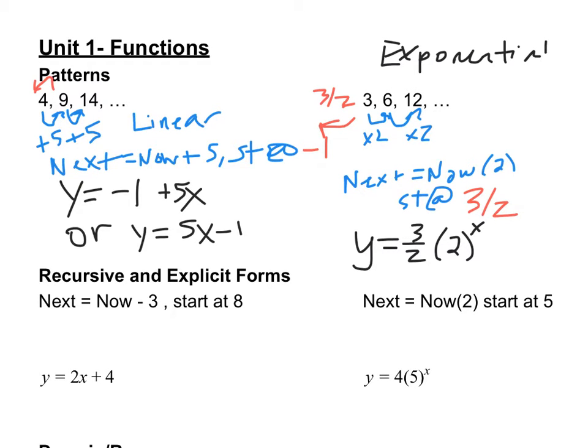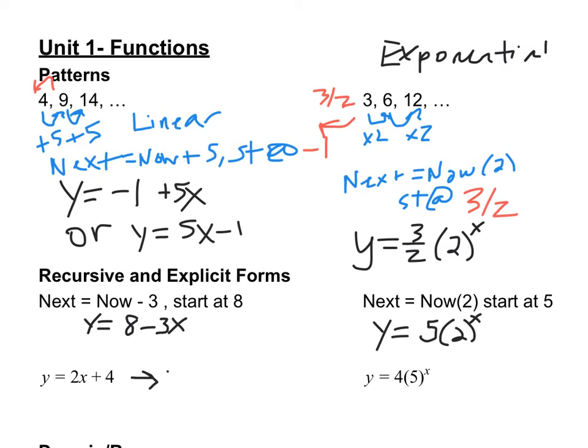All right. So now let's get some practice just going between those two types of equations. So if I have next equals now minus 3, start at 8, I would do y equals, start at 8, pattern is minus 3, and I do minus 3 over and over, so that's going to be minus 3x. Next equals now times 2, start at 5. So y equals, start at 5, pattern is times 2, and when I multiply by 2 over and over, that's what an exponent means.